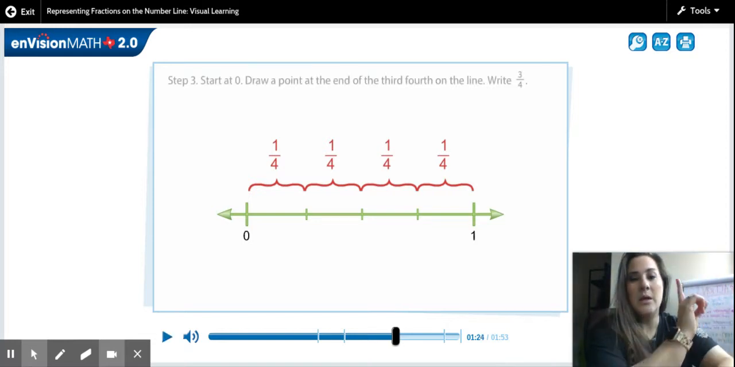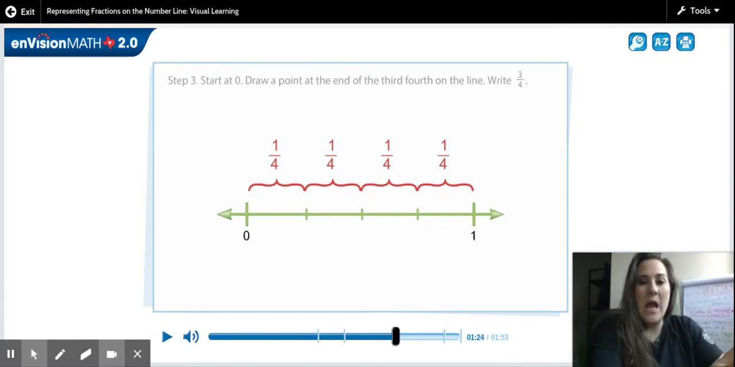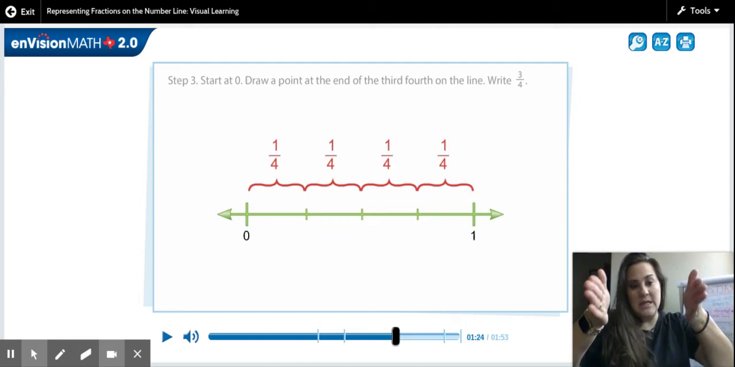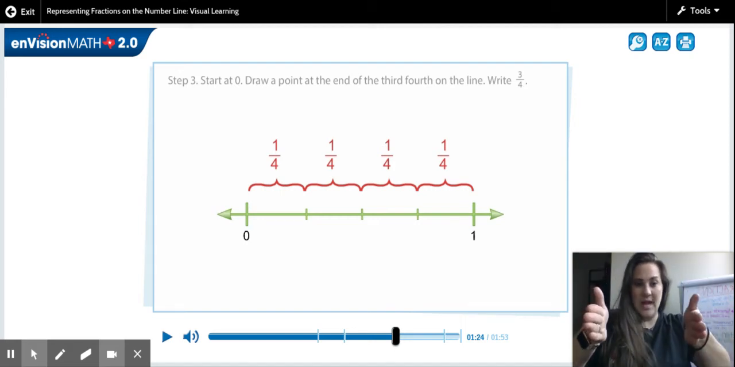Now I'm going to pause there for a second. I don't want you to think that 4 equal parts means 4 lines are drawn on the number line. Because if you see on this number line, there's actually 5 lines drawn. But you have to look at the space in between those lines, and that is the 4 equal parts.